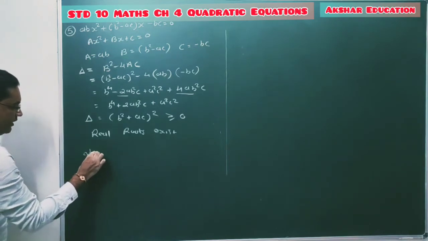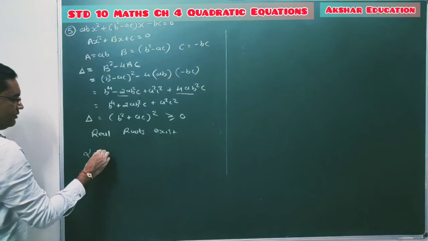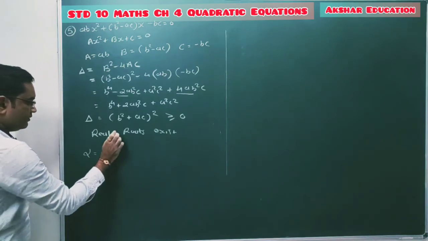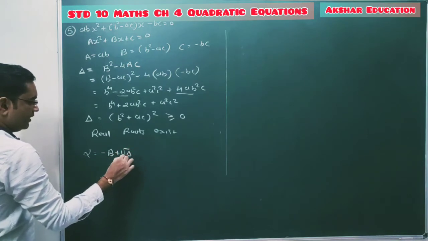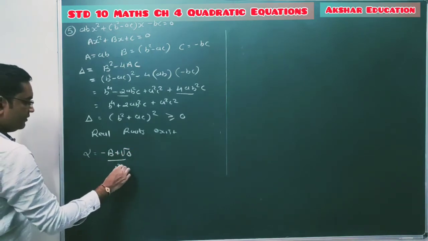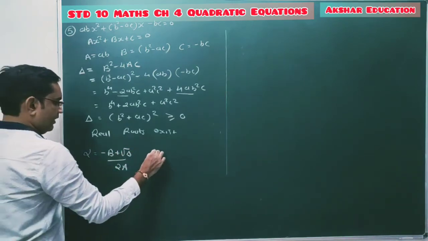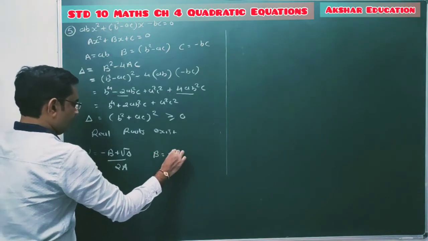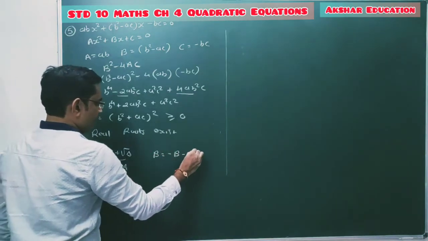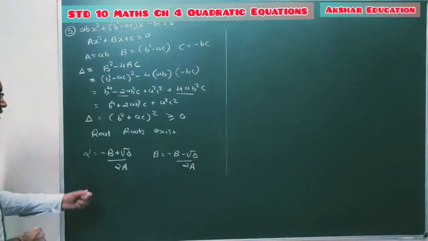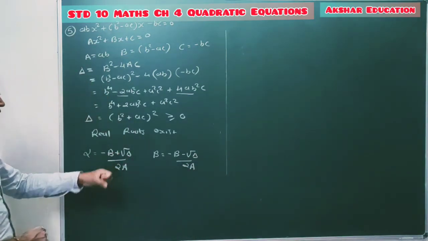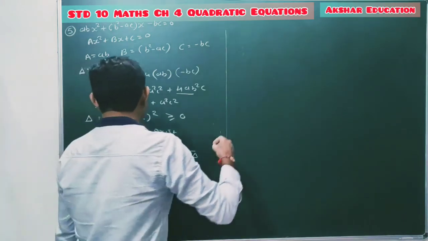So let alpha equal minus b plus square root of delta by 2a, and beta is minus b minus square root of delta upon 2a. Put the values of delta, B, and A over here. We are getting the values of alpha and beta.